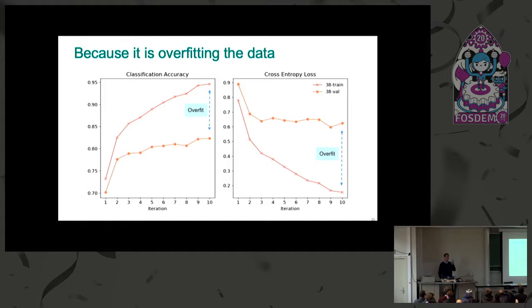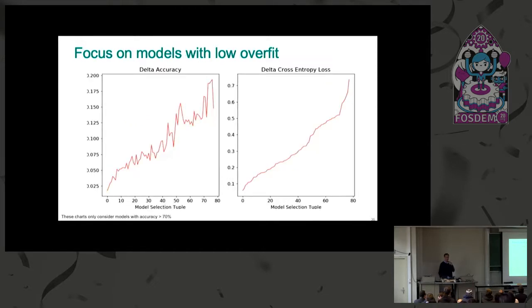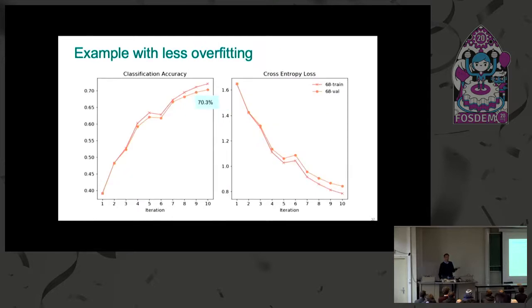So for the next iteration, you can plot the variance, plot those differences, and then pick the ones that have the smallest difference. This is one technique. On the left-hand side, we have the deltas, and the bottom is all the model tuples that we ran, and then we're going to pick the good ones. Here's an example of one that overfit less.